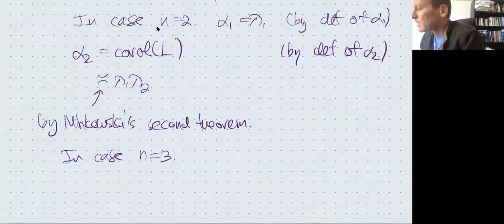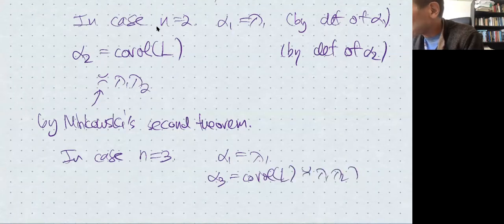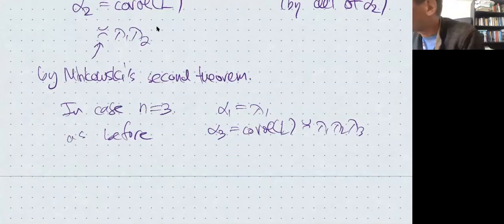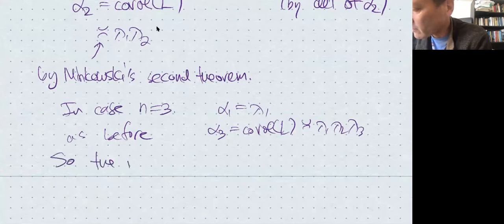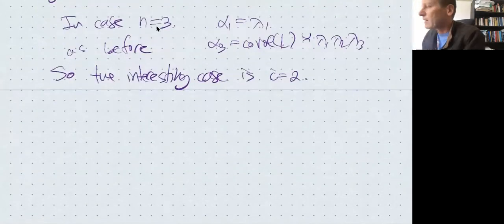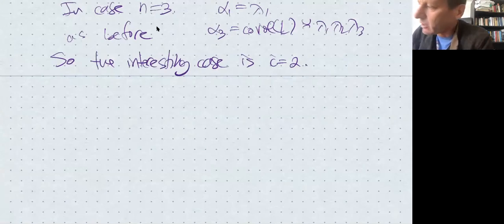Let's do the case n equals 3. So again, alpha 1 is equal to lambda 1, alpha 3, which is the co-volume of L, is essentially, up to constants, equal to the product. And so we care about i equals 2 in this case. So let's establish this in two inequalities.